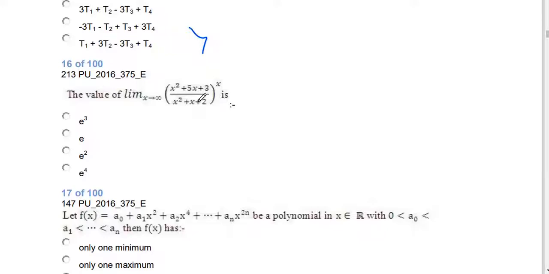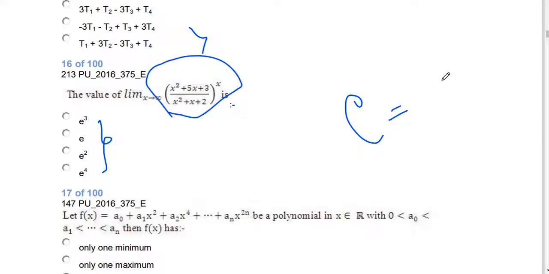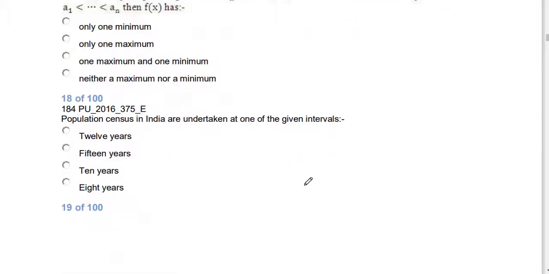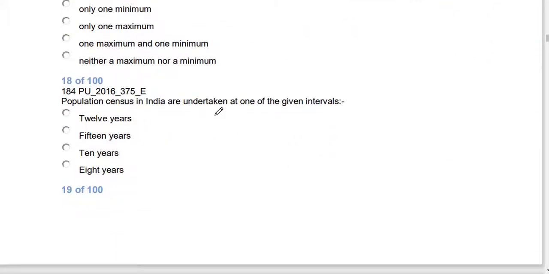You can just observe all the values you have here. We first need to find the exponential, so you can take this expression into exponential form. What is the exponential form of 1 plus 1 by n, whole power x? Then you can get the answer easily. This is also mathematics. Population census in India is taken at the given intervals: 12 years, 15 years, 10 years.